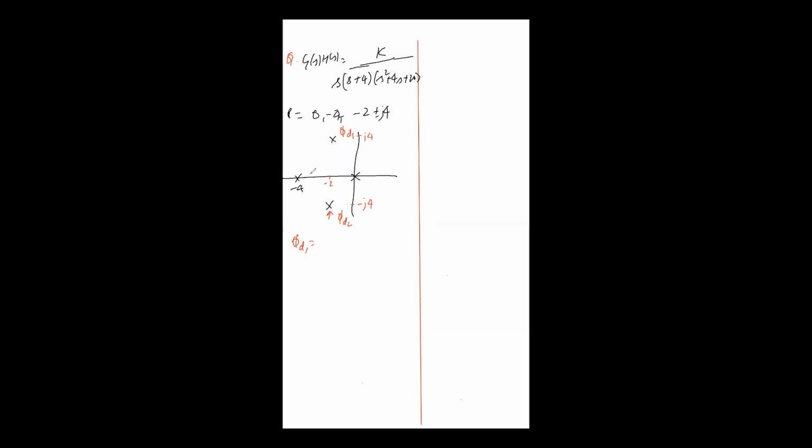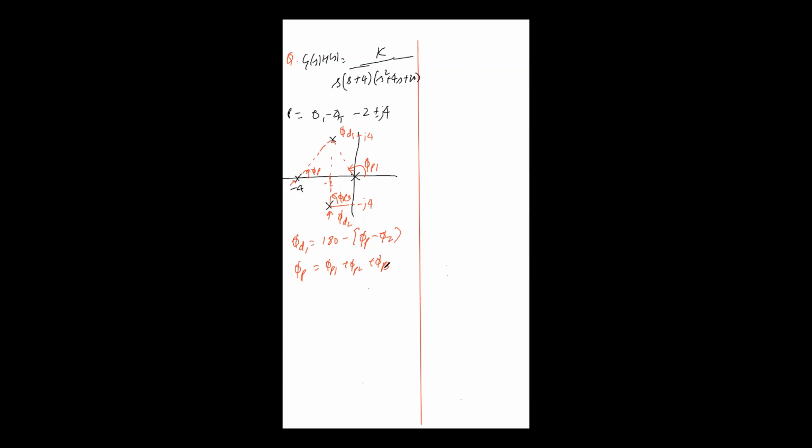Angle phi d1 will be 180 degree minus phi p minus phi z. So this is the formula. Phi p is the angle contributed by all the other open loop poles. Let us suppose the angle contributed by this pole is phi p1, the angle contributed by this pole is phi p2, and the angle contributed by this is phi p3. Phi p will be equal to phi p1 plus phi p2 plus phi p3.